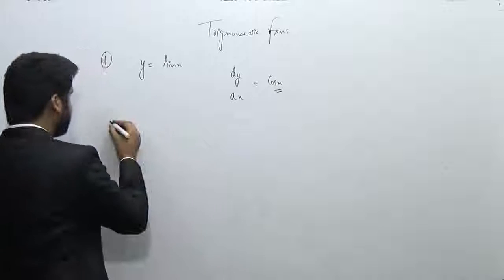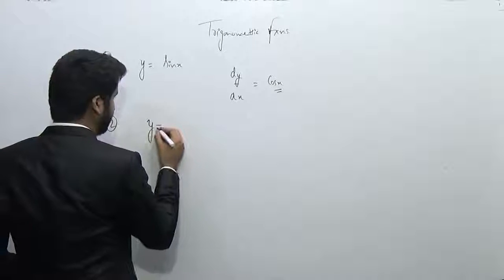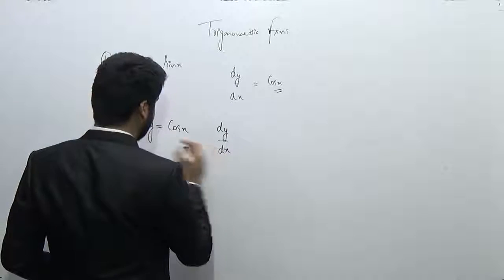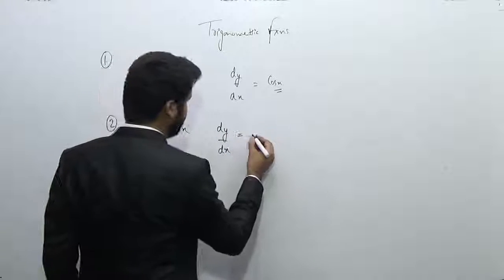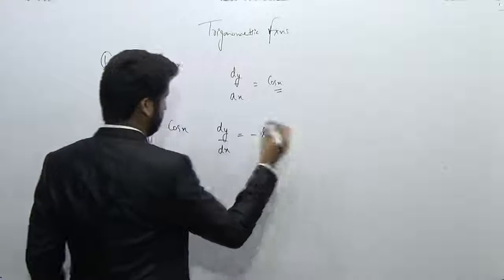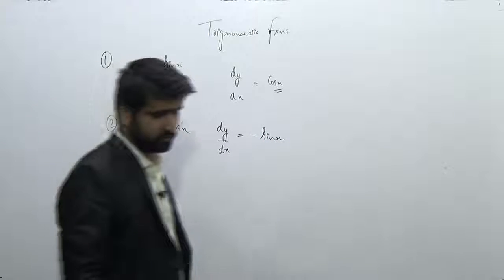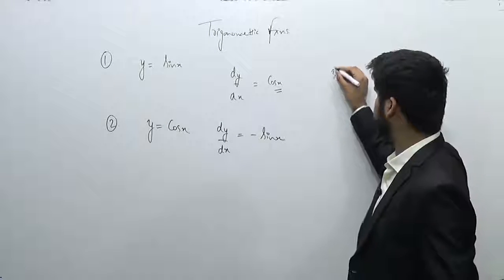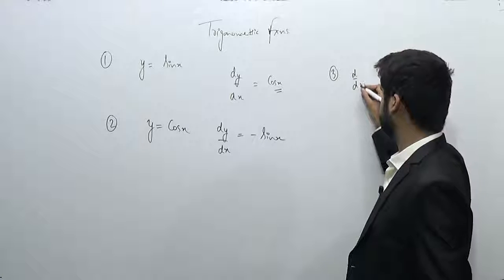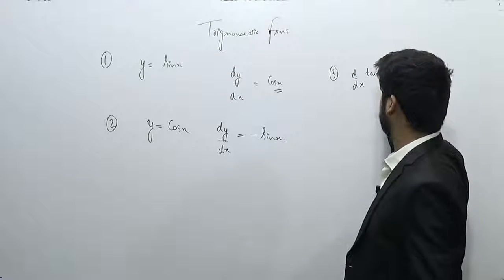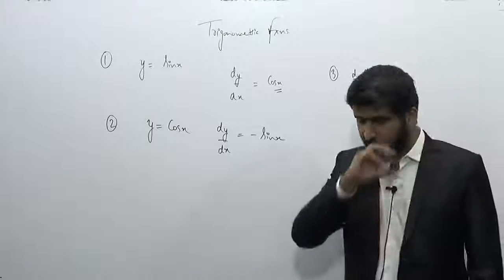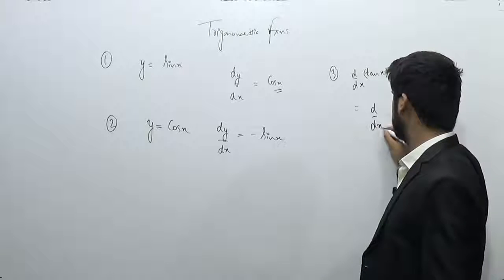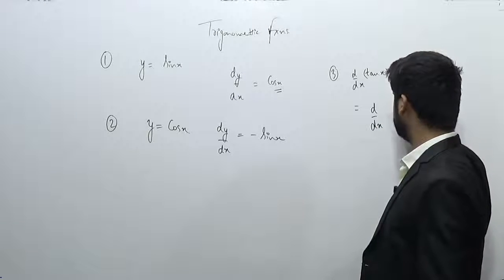And the second result is the differentiation of cos x. dy by dx, in case y is equal to cos x, dy by dx comes out to be minus sin x, right? So this is the second basic function. The third one is dy by dx of tan x. Now d upon dx of tan x can be written as d upon dx of sin x upon cos x.